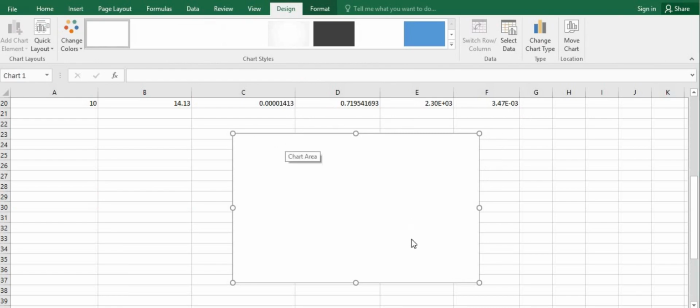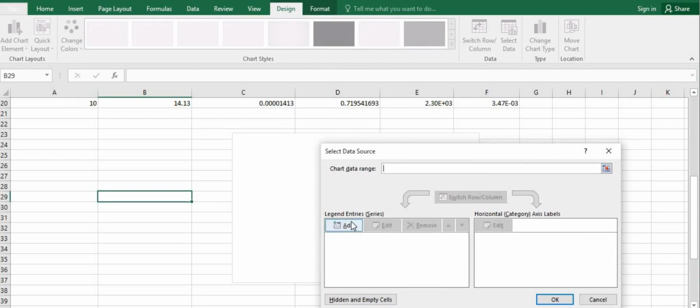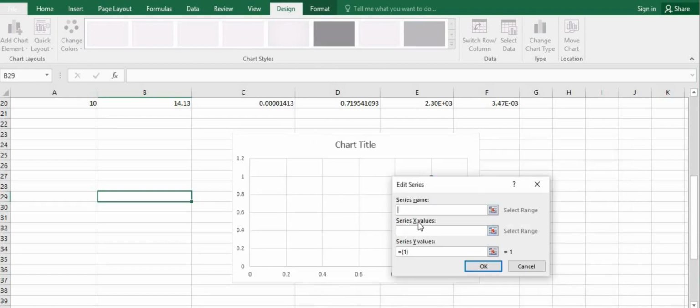And this gives you a blank graph or chart area, which is sometimes easier to work with because you can select which values are on your x-axis and which ones are on your y-axis. So you right click and click on select data. You add. You can name the graph. For example, this can be graph of pressure drop against volumetric flow rate.